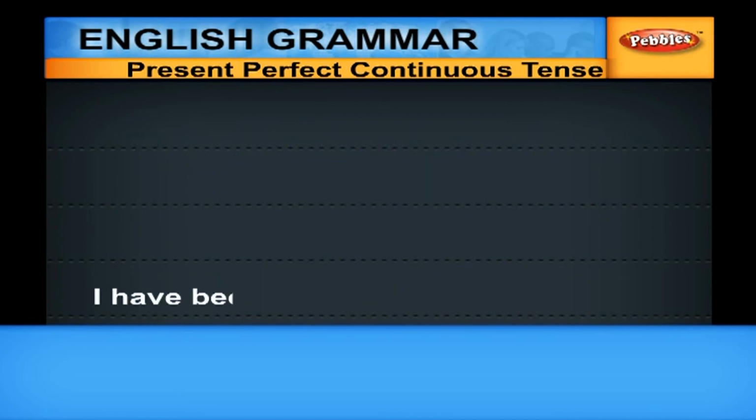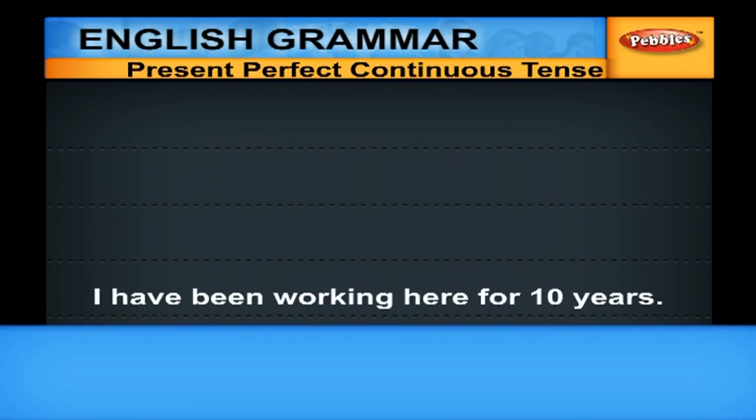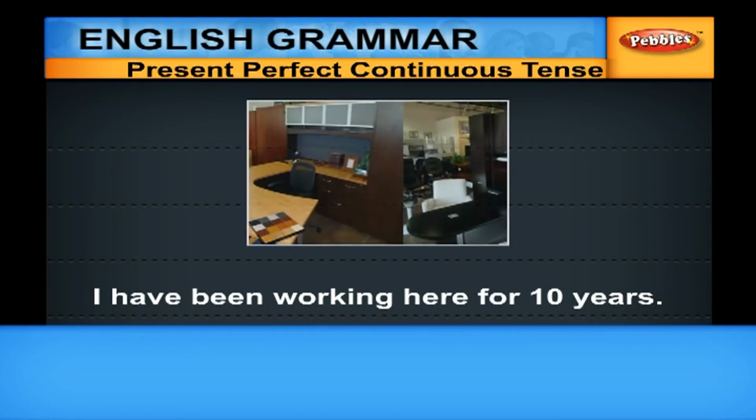I have been working here for 10 years. Have plus been plus present participle of work is working. It means that I started working here 10 years back, worked for 10 years, and I'm still working here.